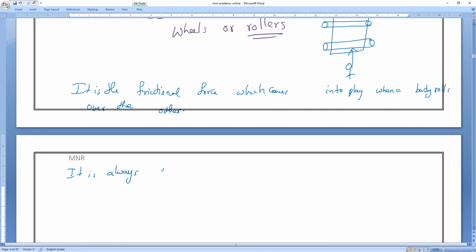Yes, sir. It is always easier to roll a body over a surface than what? Everyone, than to drag it. Sliding friction. Yeah, slide it or drag it. That is what you have to remember.